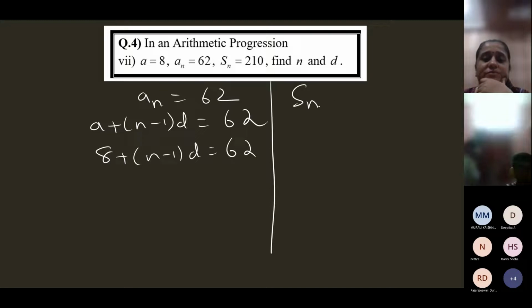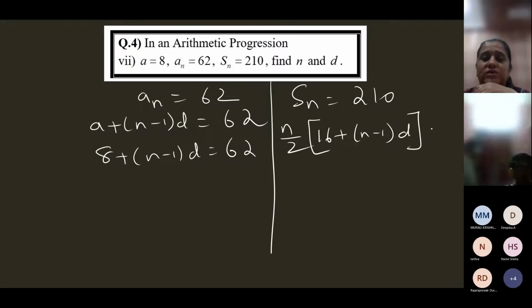And then Sn. Sn is equal to 210. n by 2 of 2a. a is 8. So 16 plus n minus 1 into d, which we don't know, is equal to 210. When you continue to simplify these, you will get two equations.